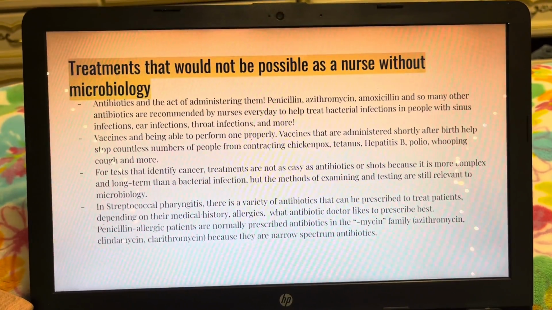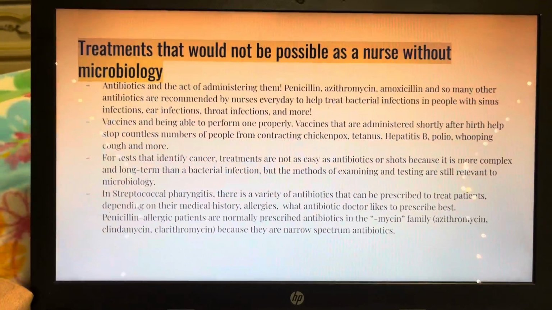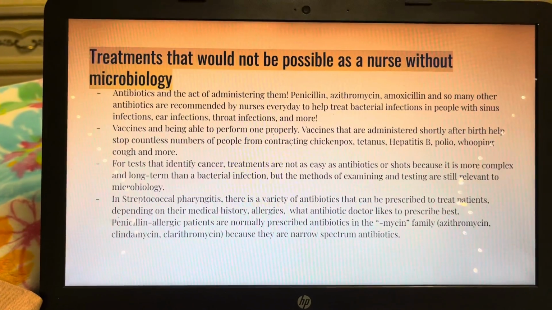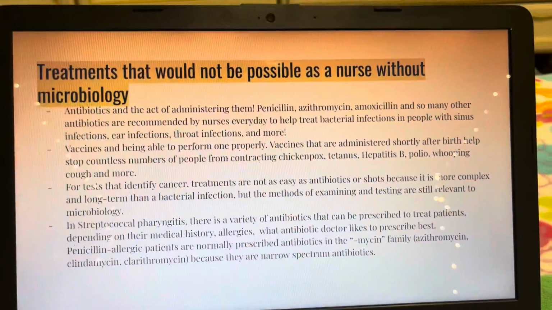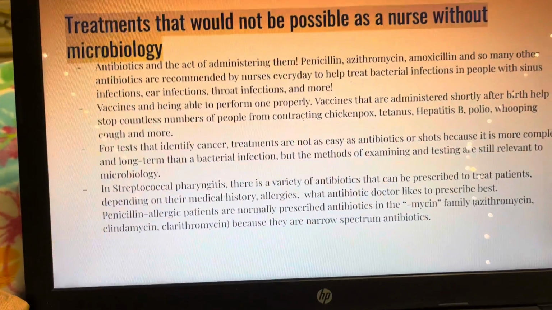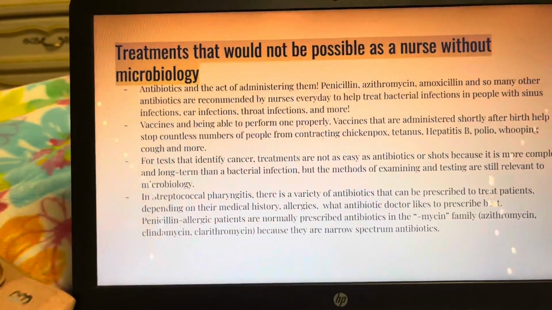And then also vaccines, we've seen that from birth. For example, I was vaccinated against chickenpox, tetanus, Hep B, all those things when I was born, whereas for someone like my mom, the chickenpox vaccine was not around yet. So she ended up getting chickenpox as a child. And so now she has to get the shingles vaccine.